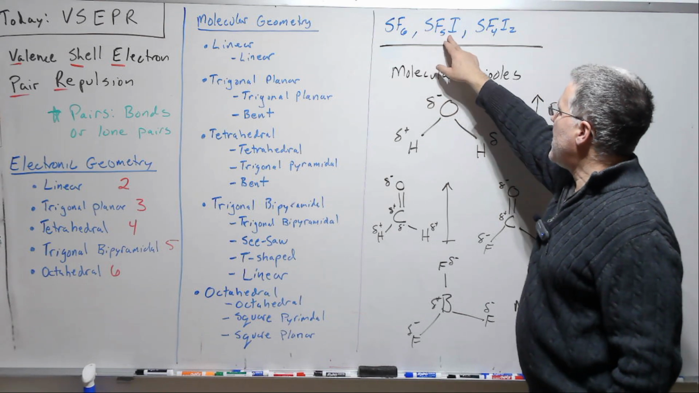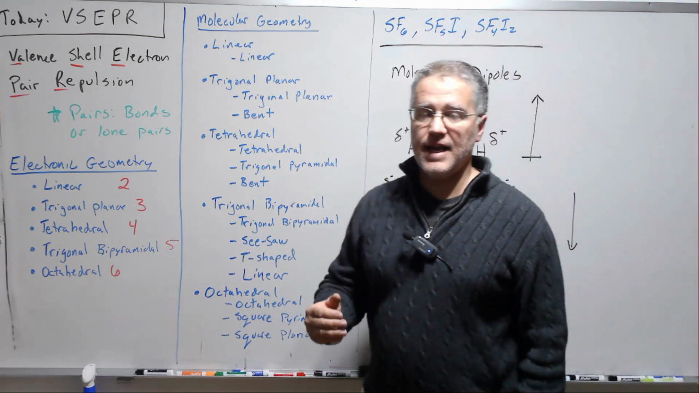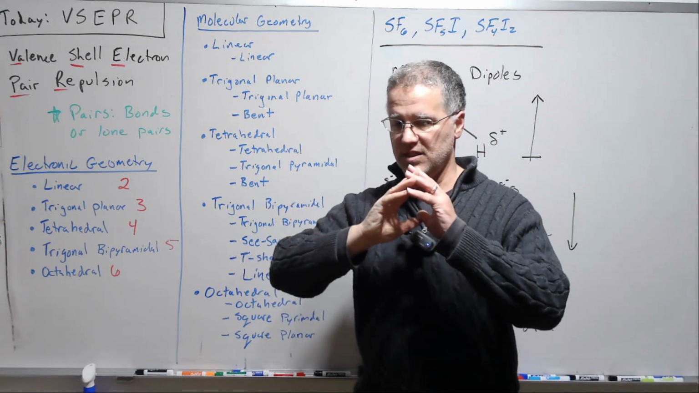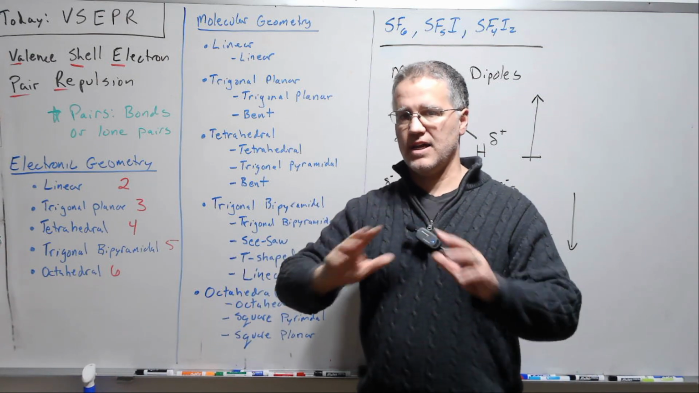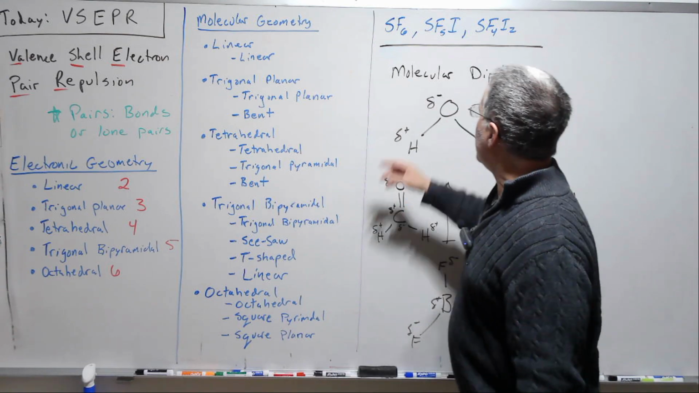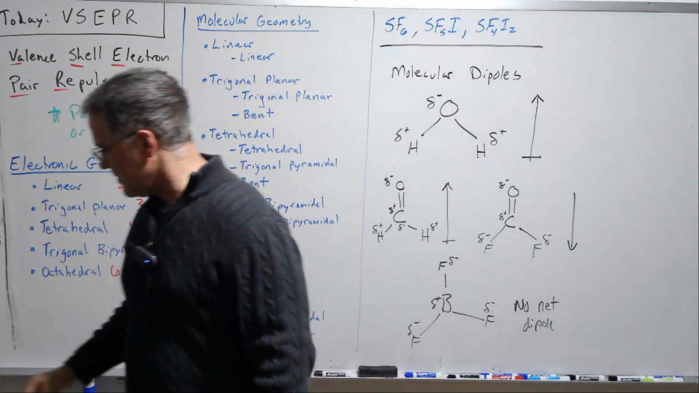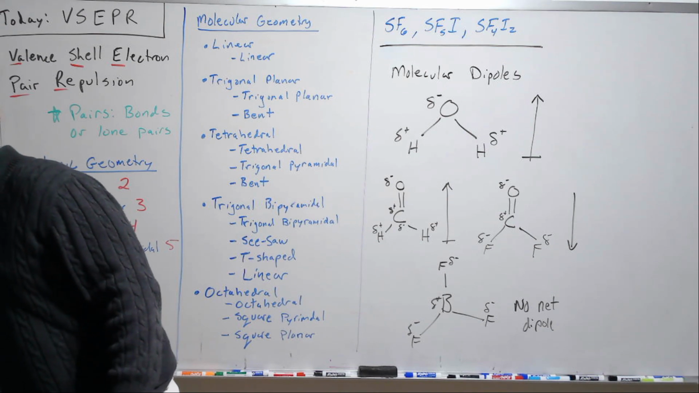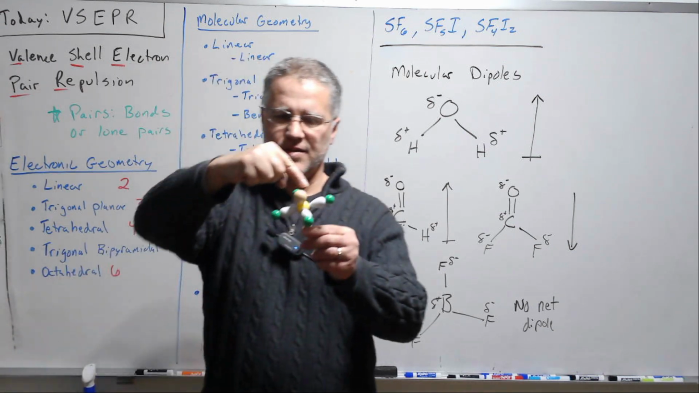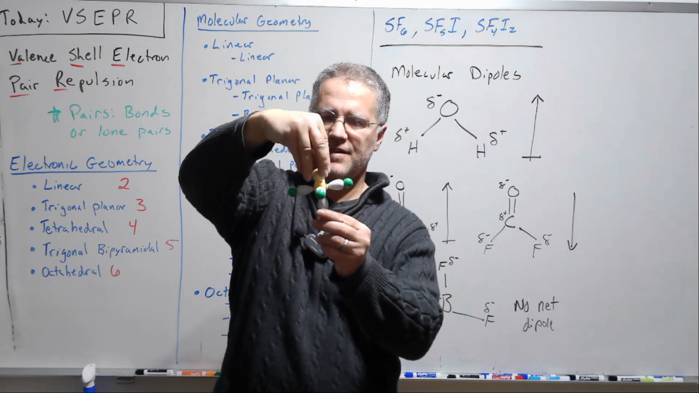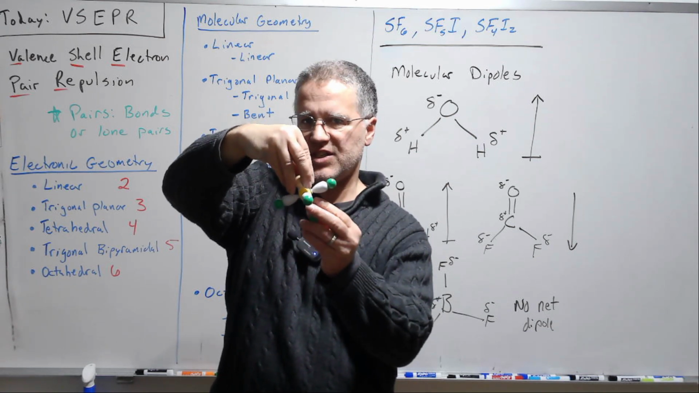This is SF5I, still octahedral. Okay, so this is still an electronic octahedral, molecular octahedral. But one of the bonds, now let's imagine this. Imagine these are the fluorines, and imagine this was the iodine right here. Okay, now where does the next iodine go?